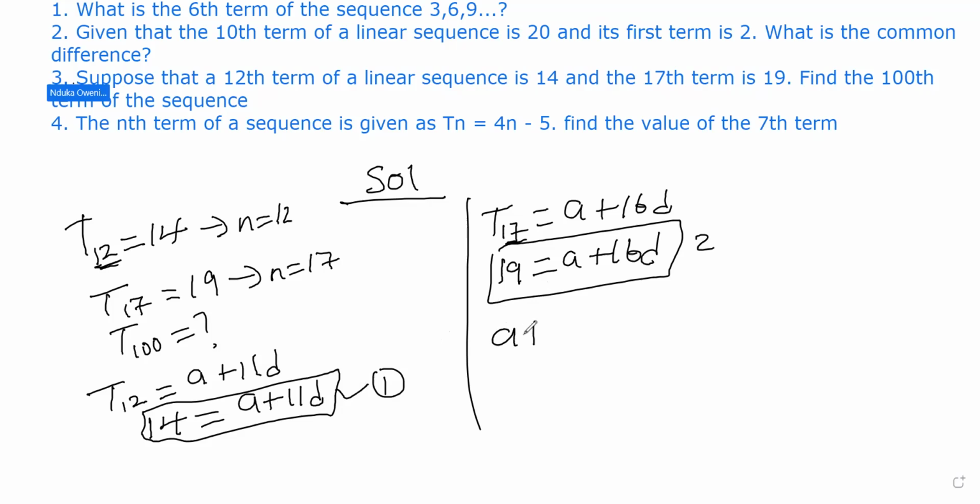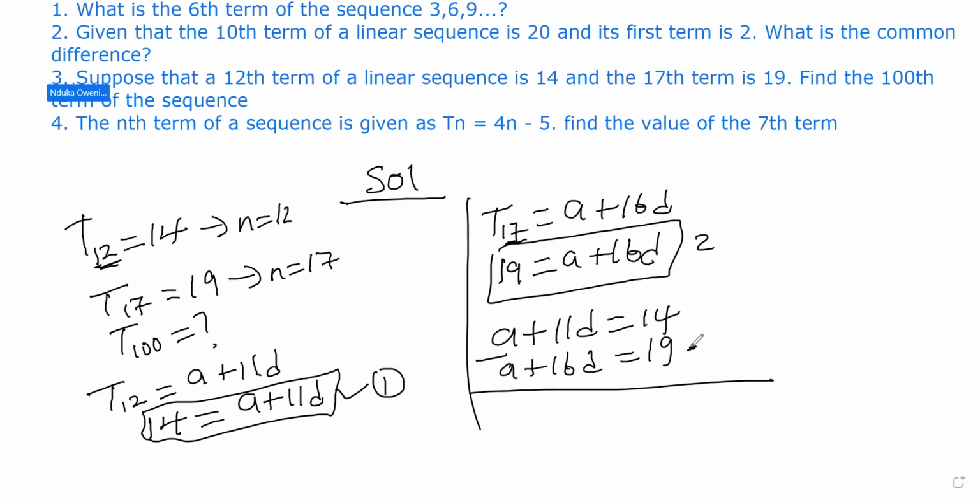So basically, if I'm to combine the two equations, this is the first equation, A plus 11D equals 14. This is the second equation, equals to 19. If I do this equation minus this equation, because this guy is bigger, A minus A is 0. 16D minus 11D gives us 5D. 19 minus 14 gives us 5. If I divide both sides by 5, I will have D is equal to 1. So it means that my common difference is 1.